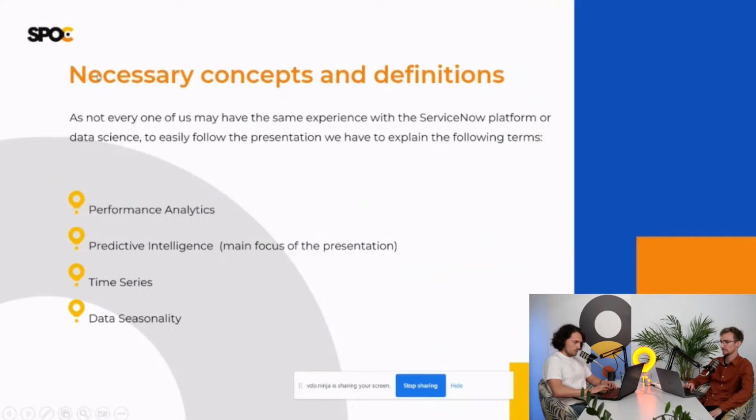Before we explain how we achieved that, we need to define 4 different concepts, 2 strictly related to ServiceNow: performance analytics and predictive intelligence. They are those 2 plugins in ServiceNow related to forecasting and analyzing data. And 2 things outside of the ServiceNow domain, the time series and data seasonality.